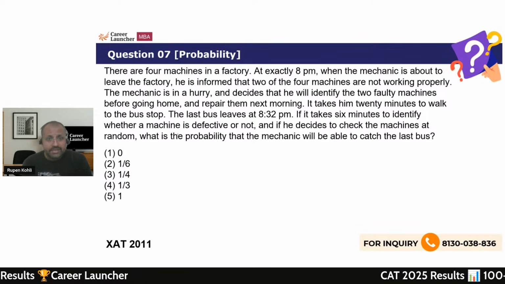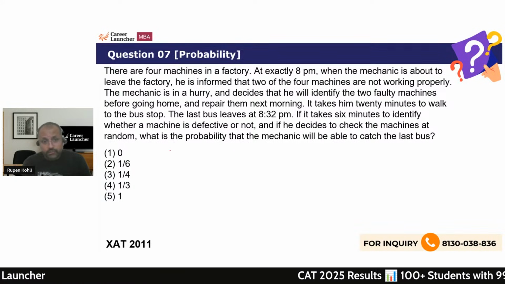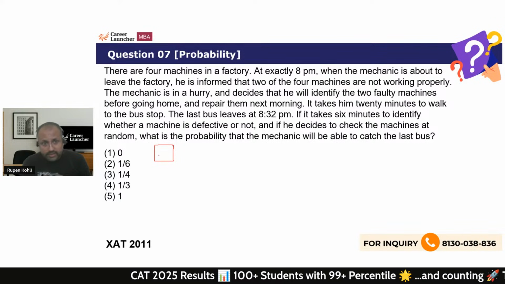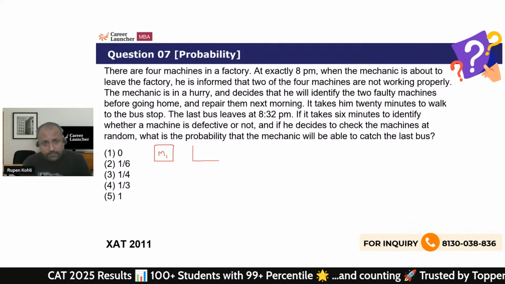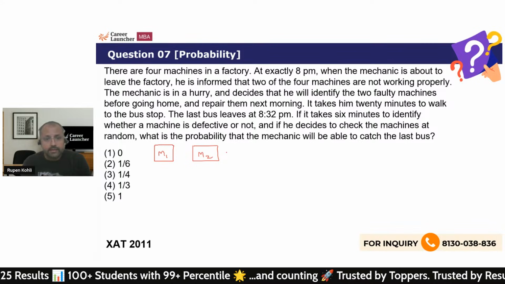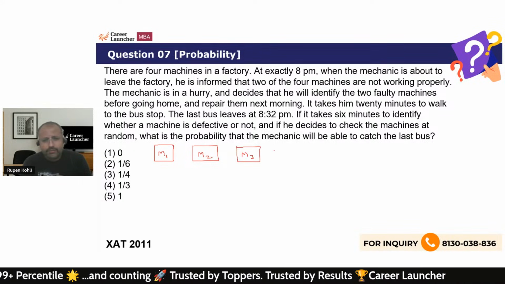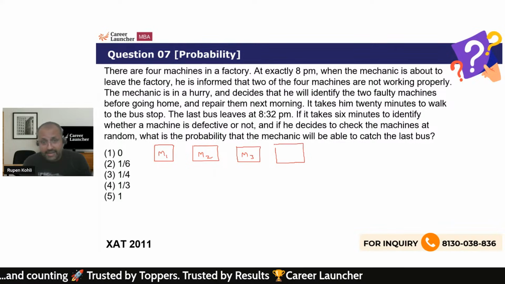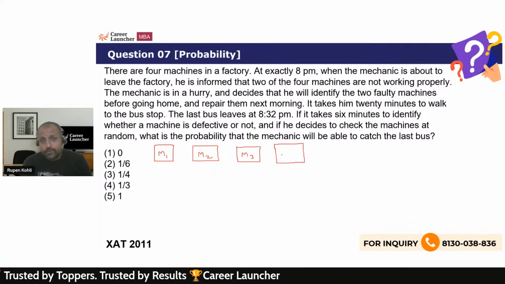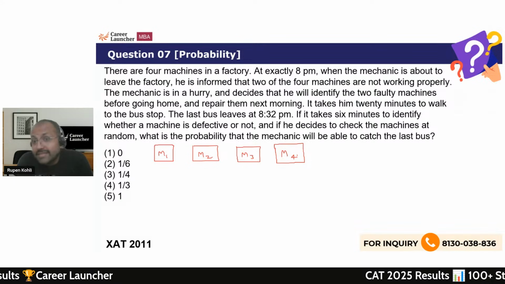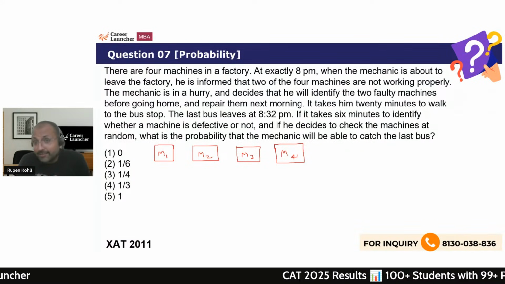There are 4 machines in a factory. So just physically think of, okay, I have these 4 machines lying in front of me in the factory. Let's call them M1, M2, M3, M4, right? At exactly 8 p.m. So he has had a long day. He wants to go home. But at exactly 8 p.m., when the poor mechanic is about to leave, he's informed that 2 of the 4 machines are not working properly. Do you think he can really leave?